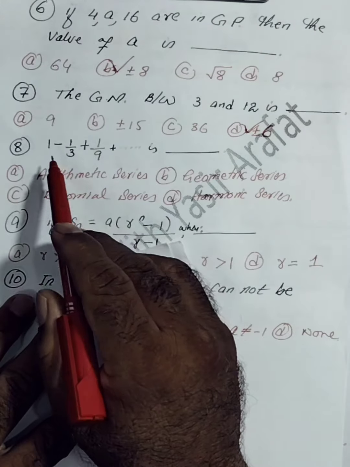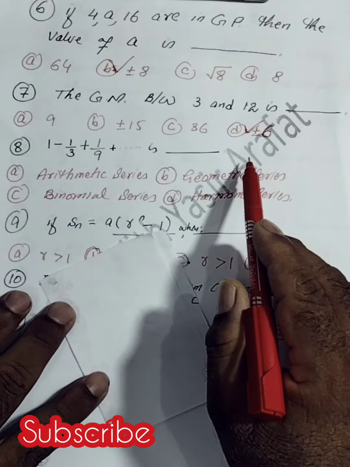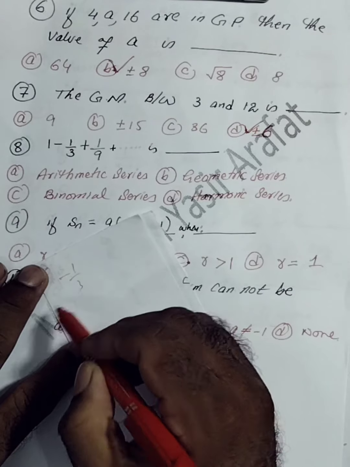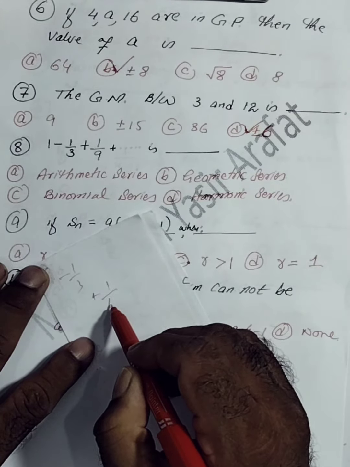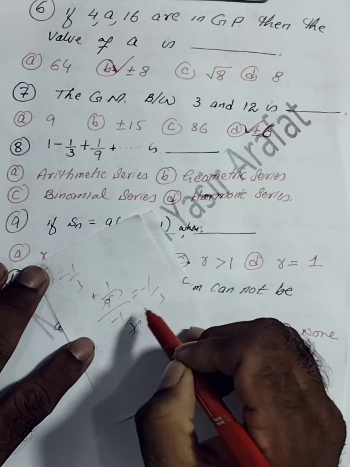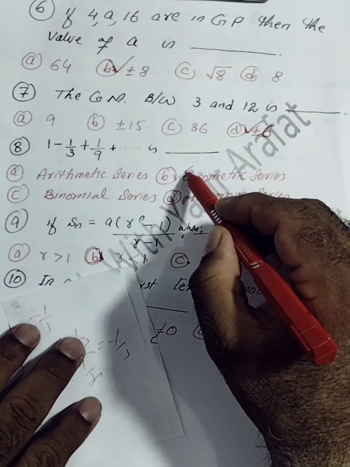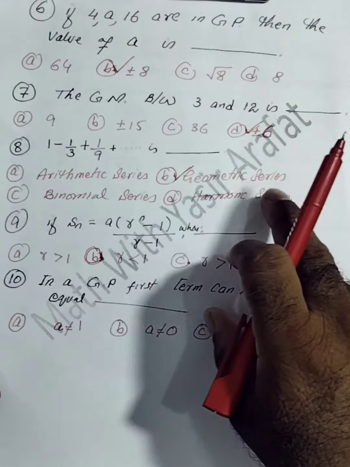Now the 8th MCQ is 1, minus 1 upon 3, 1 upon 9, which type of progression does it represent? If we divide the second by the first, it will be equal to minus 1 upon 3, and 1 upon 9 divided by minus 1 upon 3 is again minus 1 upon 3. That means the ratio is the same, so it is a geometric progression.